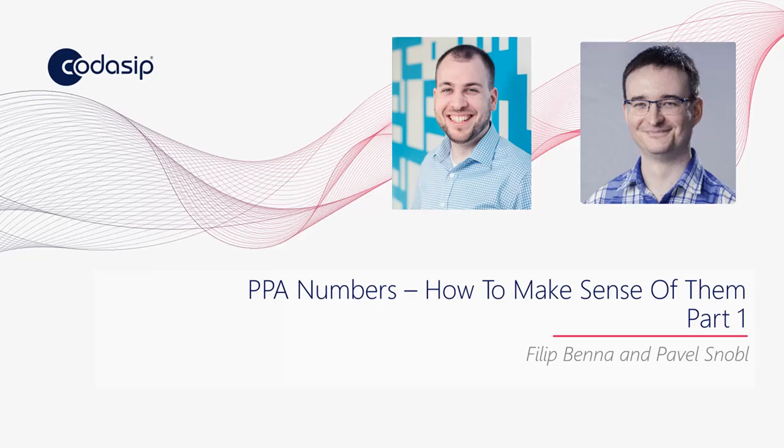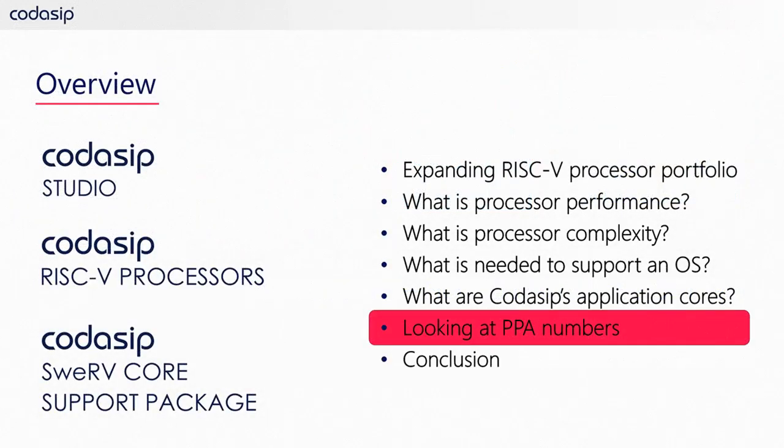And today we will talk about PPA, which stands for performance, power, and area. These are the basic metrics that many SoC designers are interested in when searching for the right processor IP solution. Especially the performance is typically crucial. And this is why I'm happy to welcome Pavel Schnobel, the team leader of a compiler group here in Codasip, to discuss how the compiler is influencing processor performance.